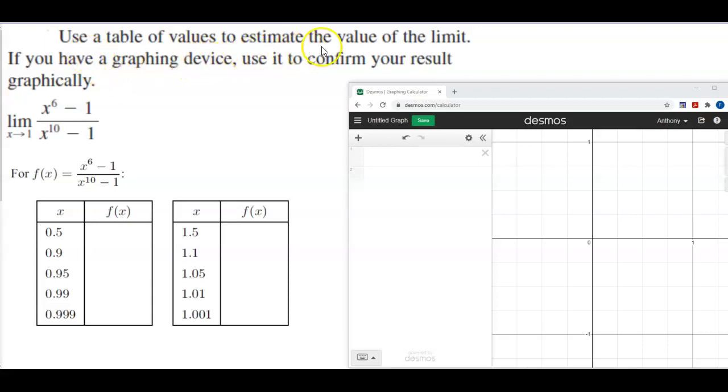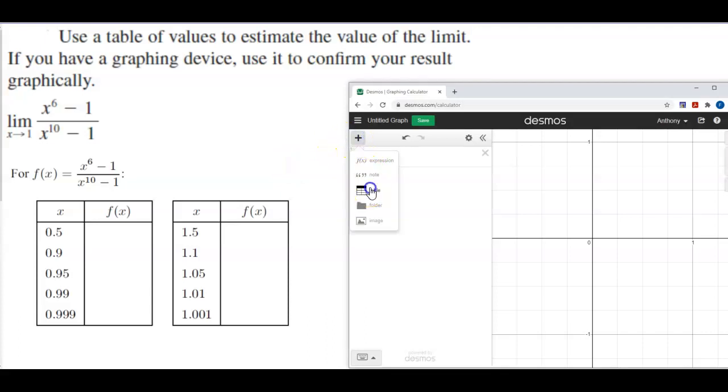Use a table of values to estimate the value of the limit. If you have a graphing device, use it to confirm your result graphically. Here is the function. We want to find the limit of (x^6 - 1)/(x^10 - 1) as x is approaching 1.